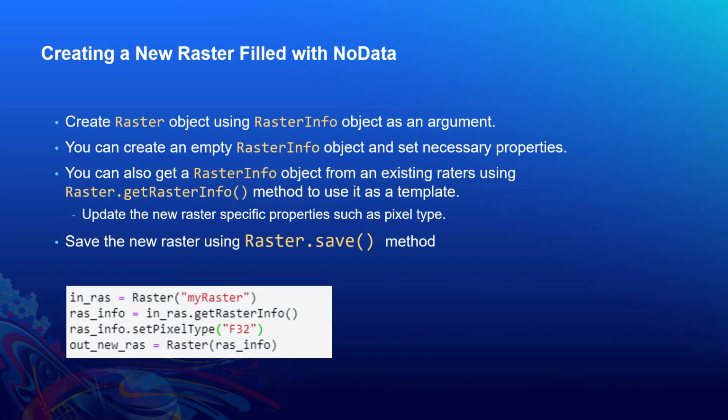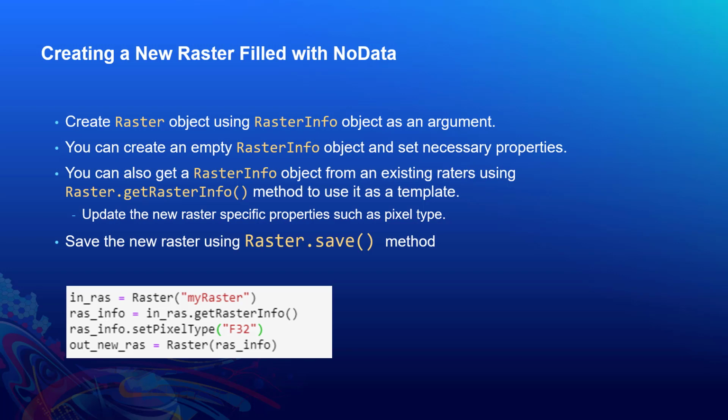Now how do you create a new raster? The new raster will be created filled with no data, but how do you create it? You can create a new raster using a Raster object. However, your input has to be a raster info object.